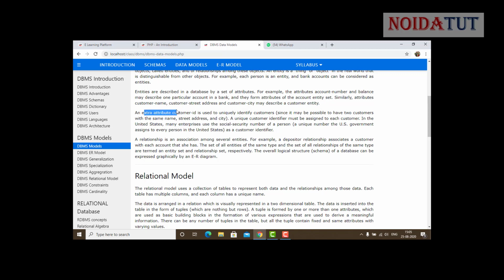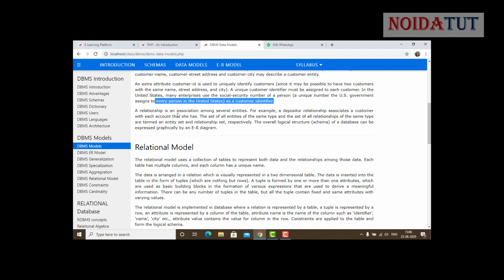An extra attribute, customer ID, is added to uniquely identify the customers, since it may be possible to have two customers with the same name, same street, and same city. A unique customer number must be assigned to each customer. In the United States, many enterprises use the social security number of a person, a unique number that the US government assigns to every person, as a customer identifier.